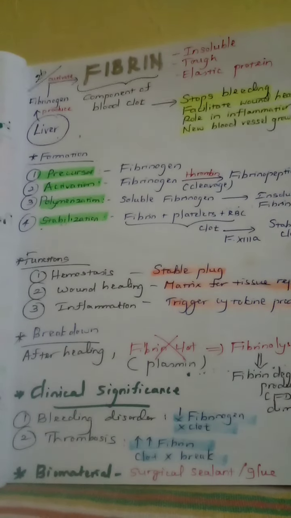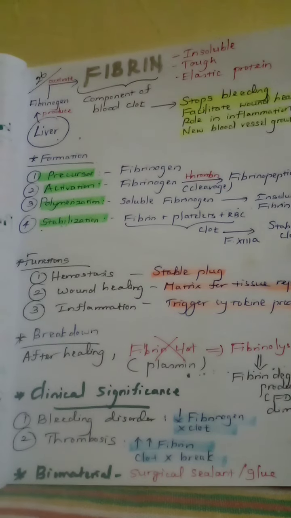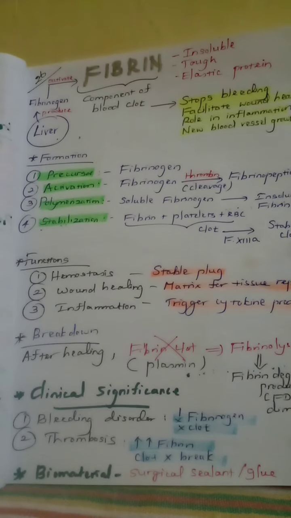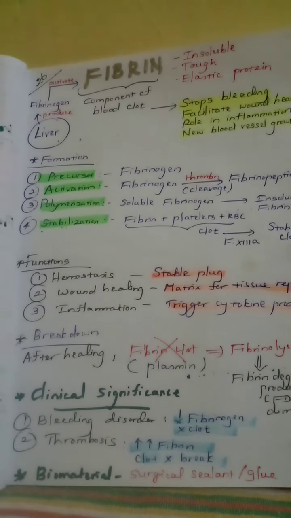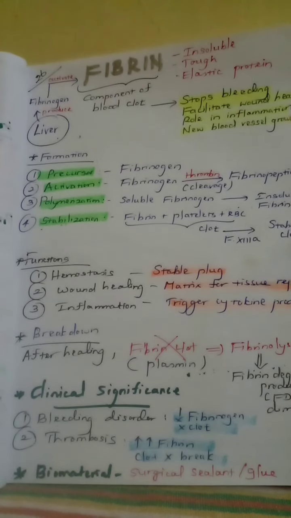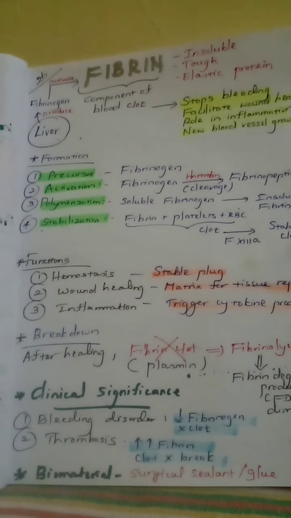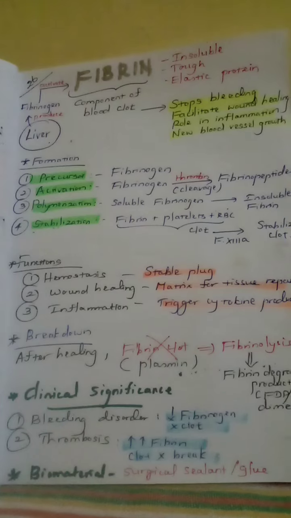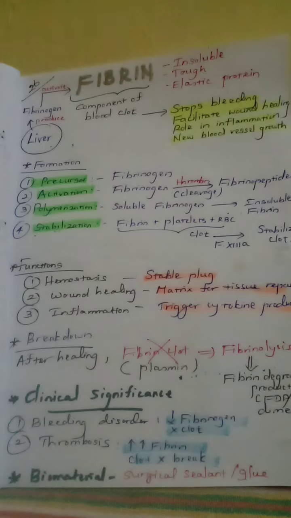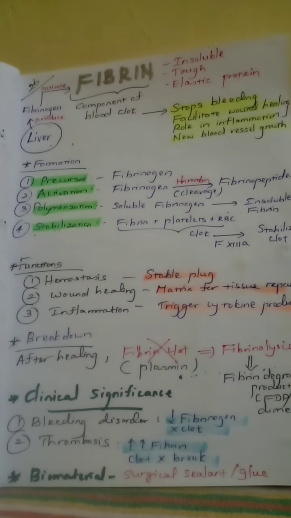So, what happens to this fibrin after the wound is healed? Of course, it is broken down by a protein called plasmin, and the process is known as fibrinolysis. But once you break it down, what do you get? Fibrin degradation products or the D dimer. So, what is the clinical significance of this? Generally, a bleeding disorder would be indicated by less fibrinogen, or thrombosis indicated by high fibrin.